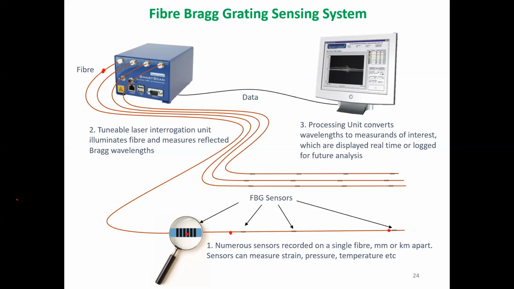So very, very thin, 9 micron, and there are multi-mode fibers with 50 or 62.5 micron core diameter. But for most sensing applications, I would say 95% of the time we use only single mode fiber with 9 micron core diameter. And fiber Bragg grating is always written in the single mode fiber, which has 9 micron core diameter.